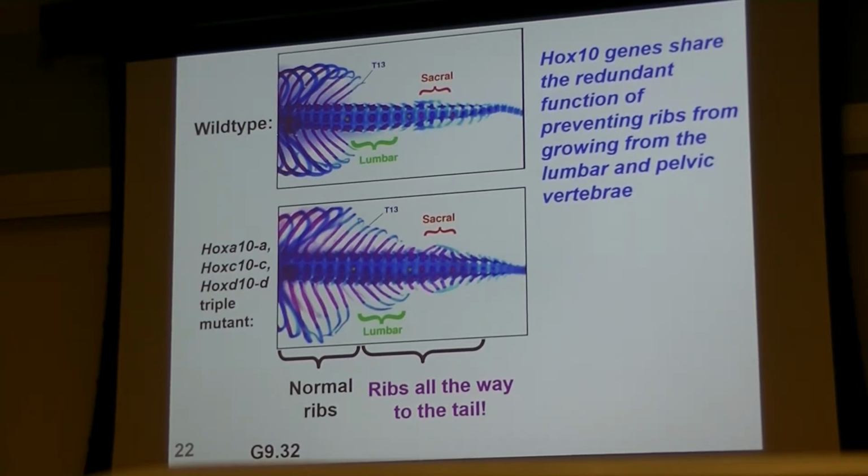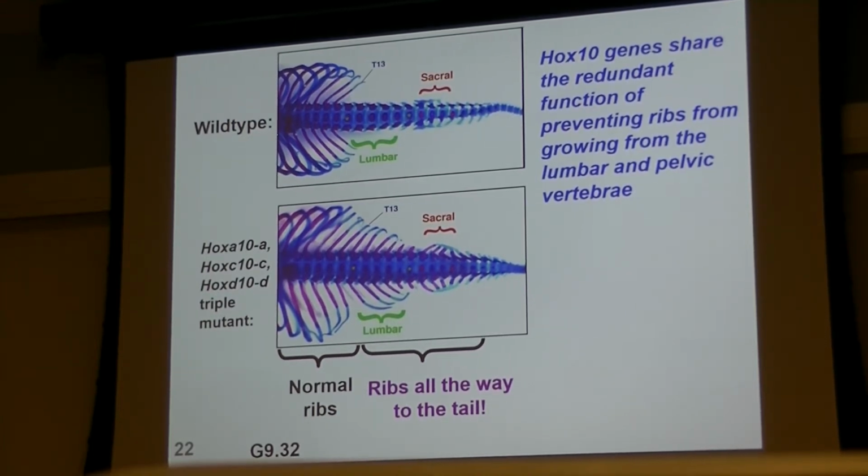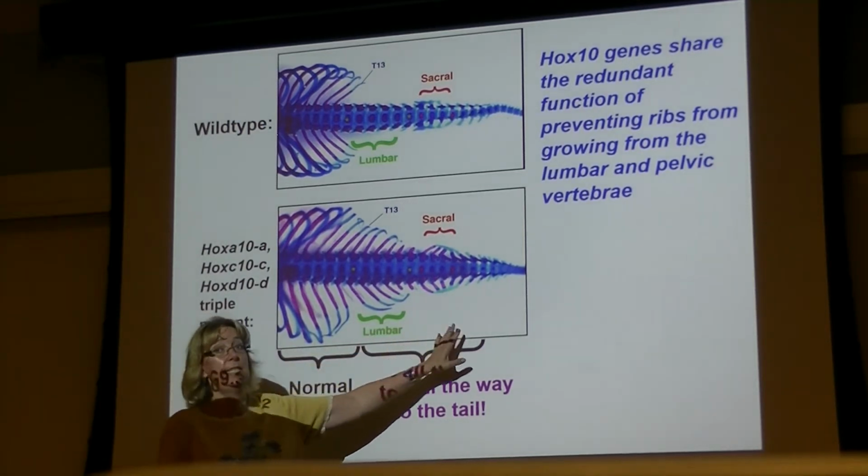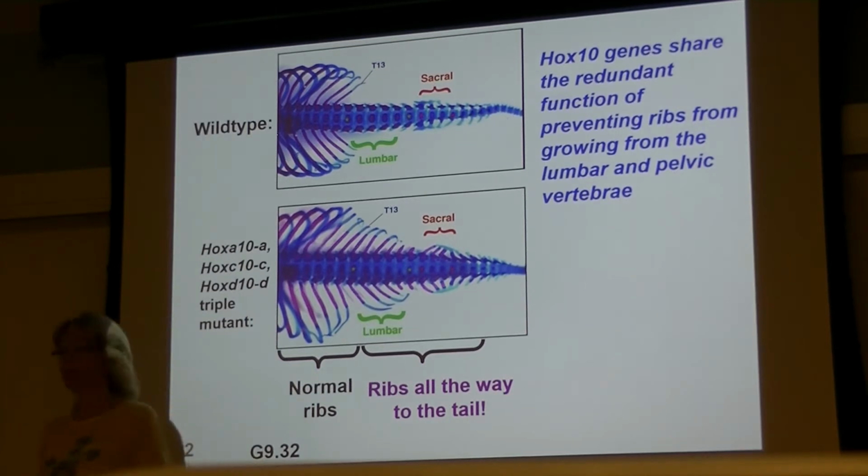And so this is kind of a surprising result, because if you think about what is wrong in the mutant and you infer back to what that normal wild type function should be, so what is the function that we're missing here? The function that we're missing is basically rib repression. So each of these three genes has the wild type job of repressing ribs in the lumbar and sacral regions, because we don't want ribs to grow there.